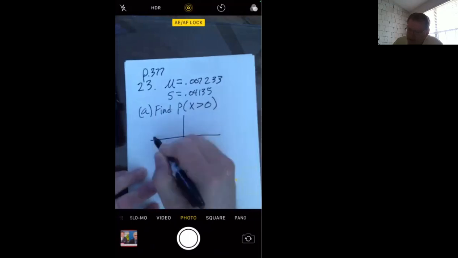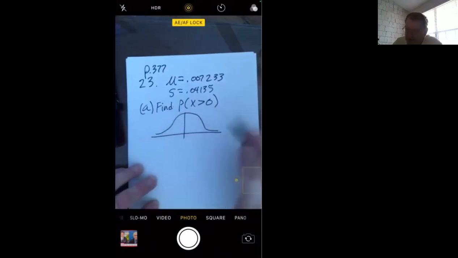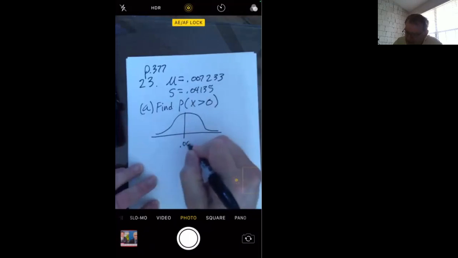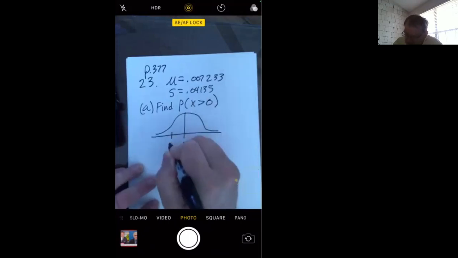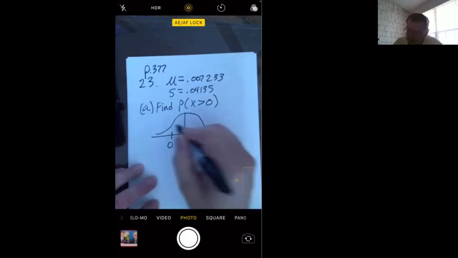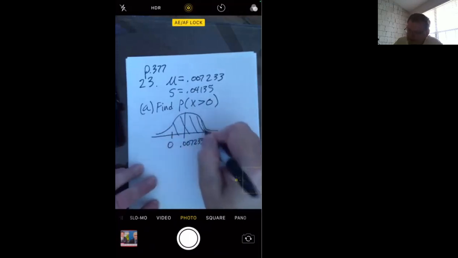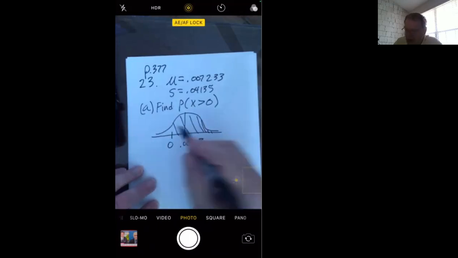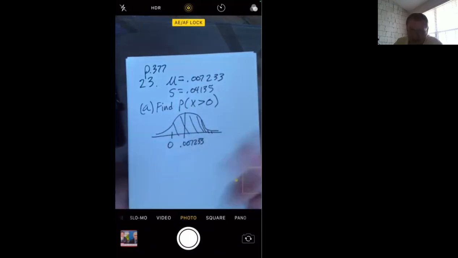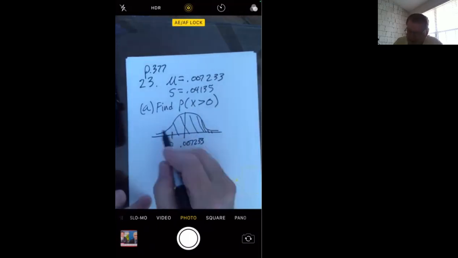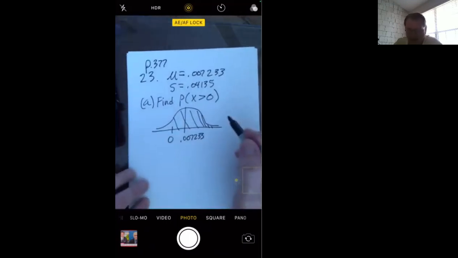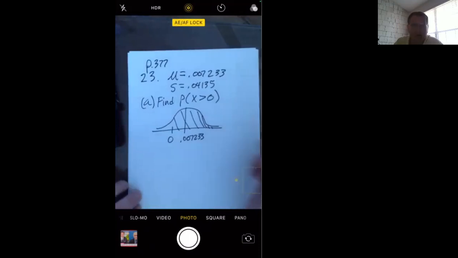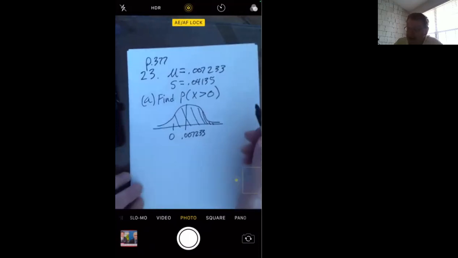If you picture this one, it's a little nastier to do, but your 0.007 is in the center. 0 is this side of it, so it's all of this that would have a positive rate of return. You'd be making money. This side, negative rate of return, you are losing money. Your value of whatever your stock portfolio is going down.